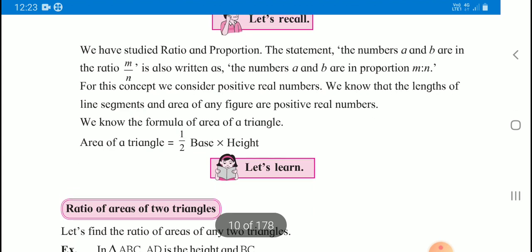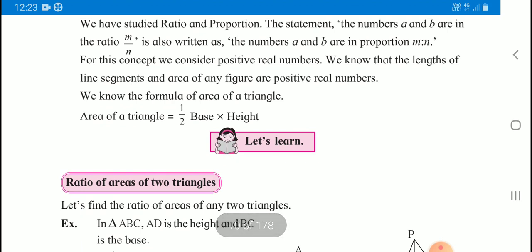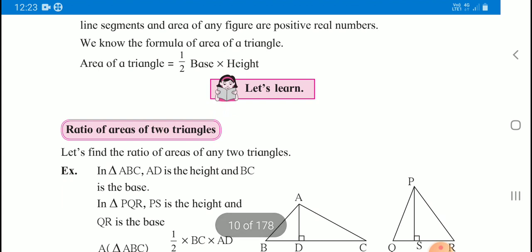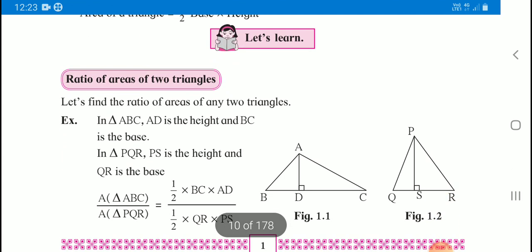We know the formula of area of a triangle. That is, area of a triangle is equal to 1 by 2 multiplied by base multiplied by height, or in short, area of a triangle is equal to 1 upon 2 multiplied by b multiplied by h. Now let us learn ratio of areas of two triangles.